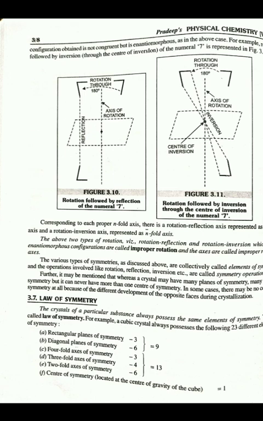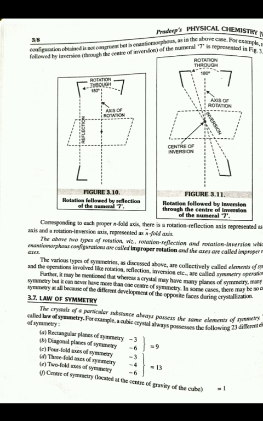Next, heading 3.7, Law of Symmetry. The crystals of a particular substance always possess the same elements of symmetry. This is called law of symmetry. For example, a cubic crystal always possesses the following 23 different elements of symmetry. A. Rectangular planes of symmetry: 3. B. Diagonal planes of symmetry: 6. C. Fourfold axis of symmetry: 3. D. Threefold axis of symmetry: 4. E. Two-fold axis of symmetry: 6. F. Center of symmetry located at the center of gravity of the cube: 1. An example of each type of symmetry possessed by a cube is shown in figure.